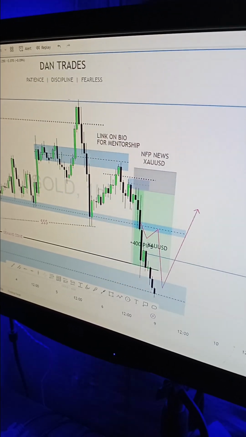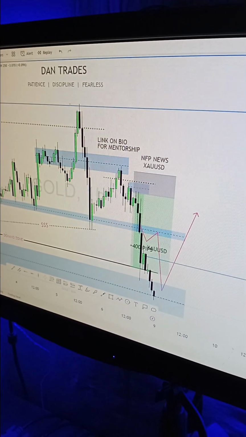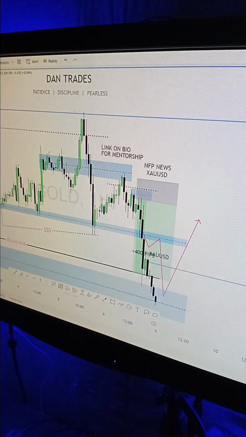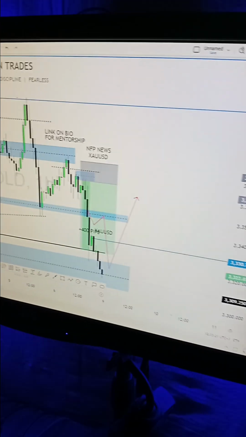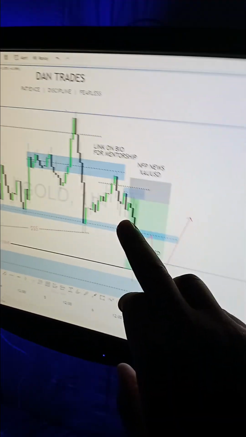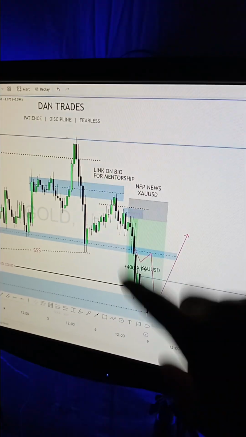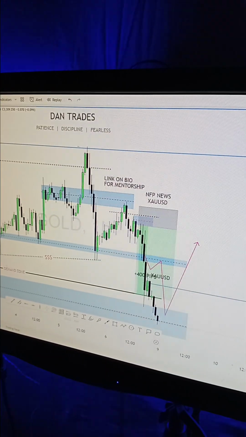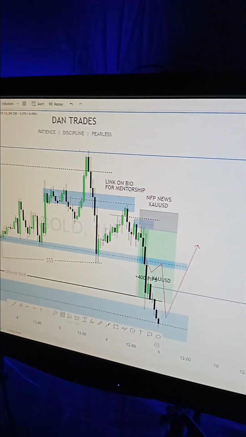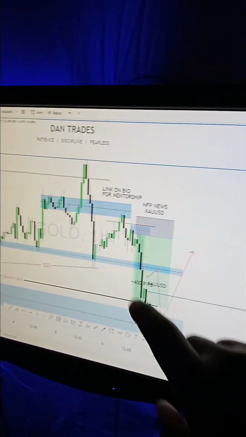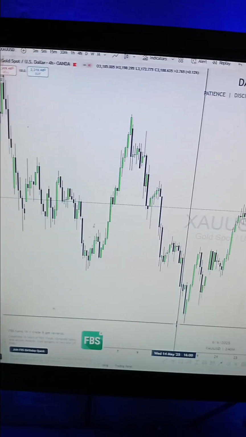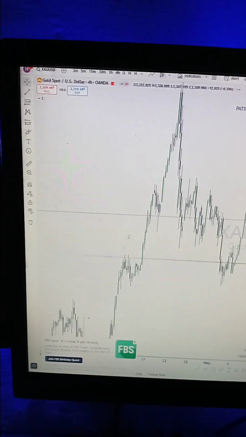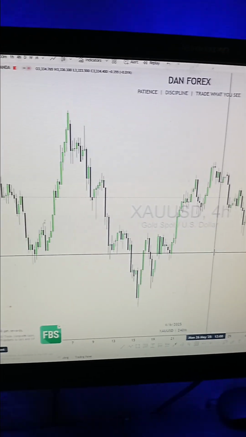This is a recap on gold, a trade which we took yesterday during the NFP, and this is it. Let me show you how we managed to catch these sales, which went to over 400 pips. So over here, this is gold on the 4 hour time frame.